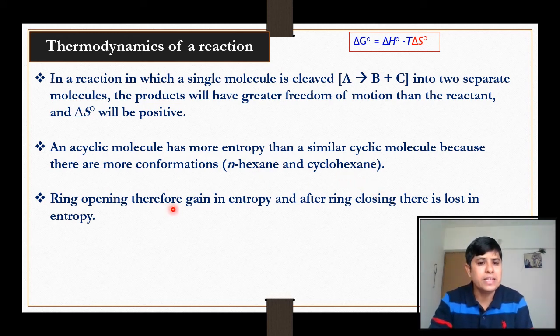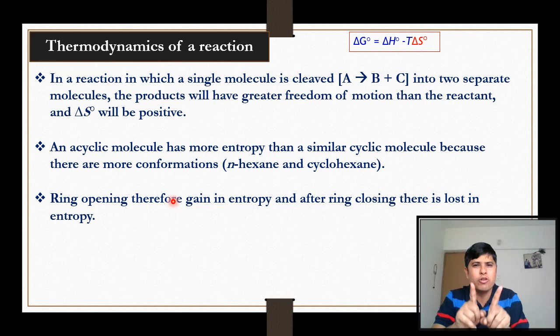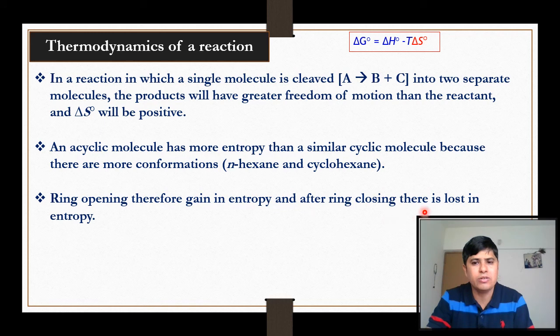Ring opening therefore gains entropy, and after ring closing there is a loss in entropy. So ring opening reactions are most of the time favored, while ring closing reactions are not favored, because there is a loss in entropy, while in ring opening there is a gain in entropy. So for minus delta G we want minus delta H and we want positive delta S, and then the reaction will be favored.